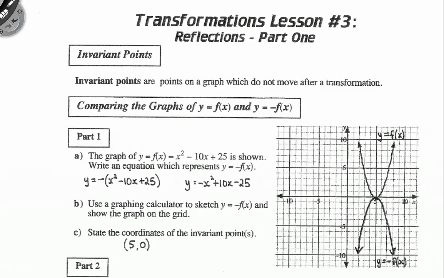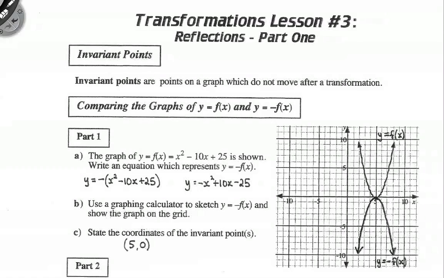It talks about reflections. So we've been dealing with translations up and down, right and left, and now we're going to look at reflections. Now to reflect, we are actually just changing signs of the y and of the x.